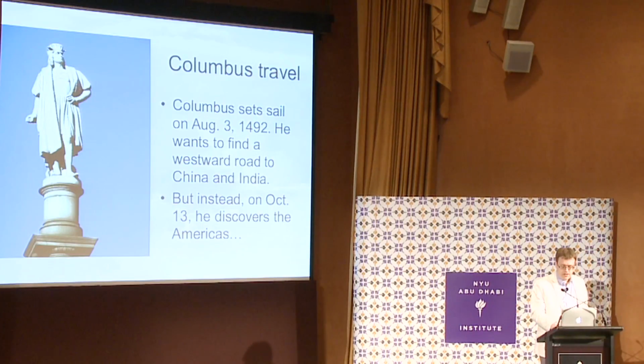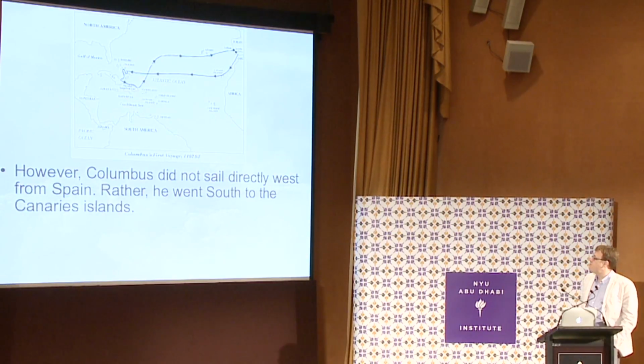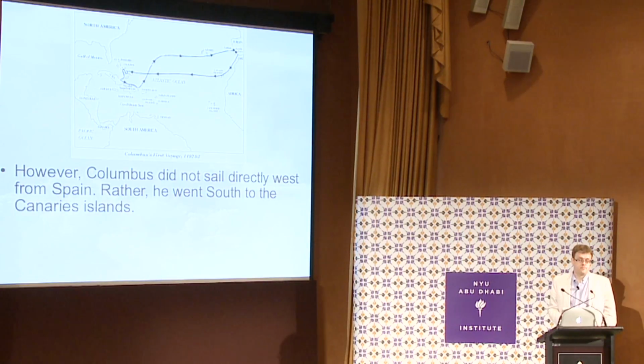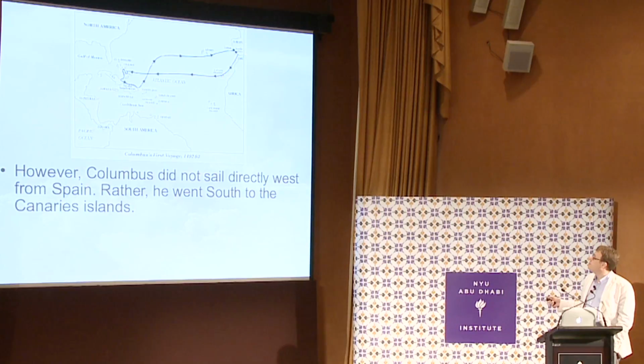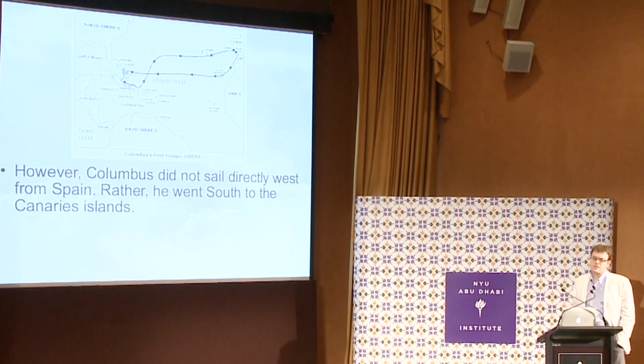What is a little bit less known about his trip is that, in order to find his route, he didn't sail west directly. This is a map of his first voyage in 1492. And actually, rather than sailing directly west, Columbus started by going south. He set sail out of Spain and stopped at the Canary Islands, for several weeks actually. He was first refilling water, but the reason he sailed south is that, at the time, he was traveling with a sailboat, and if you have a sailboat, it's much easier to go in the direction of the wind than to go against the wind.